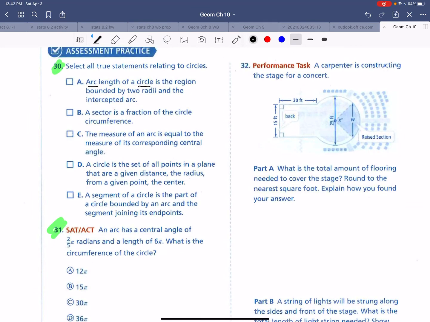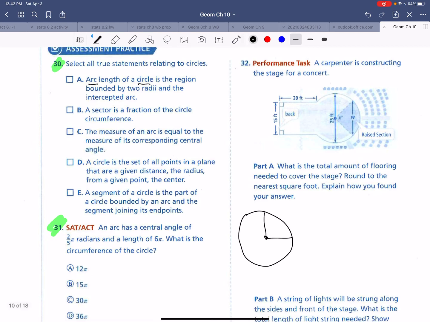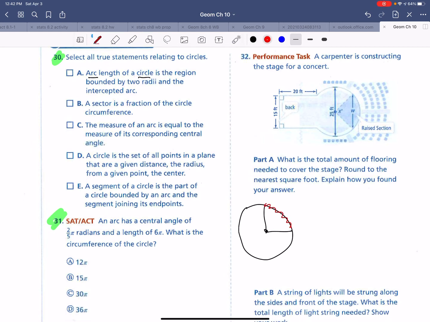The arc length of a circle, so that's this part, right? The arc length of a circle is the region bound by 2 radii. This is a radius and that's a radius, so yes. And the intercepted arc. But it says the region bounded. That's sounding like my sector. They're making it sound like they want to highlight this. This is the region bounded by that. So they're describing a sector.